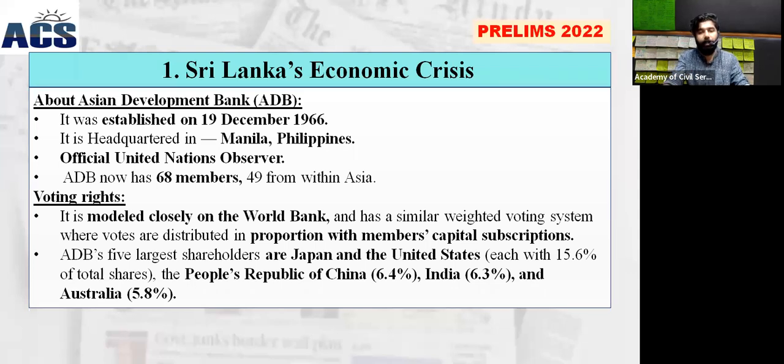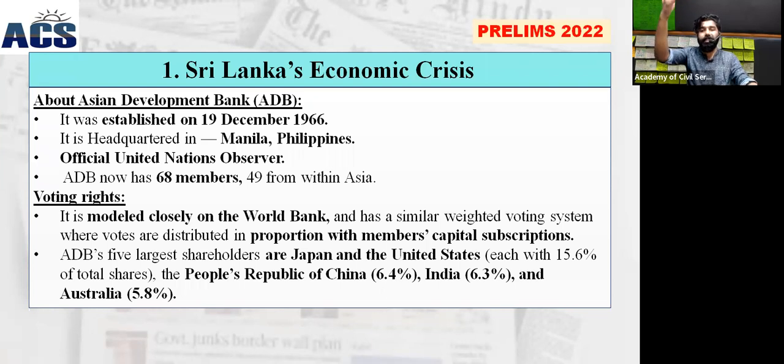They have to pay back the amount. And 49 members are from within Asia. That means even though the name suggests Asian Development Bank, a country outside Asia can also be a member. In a statement, we can expect it will say only Asian countries can be members of the Asian Development Bank. If such a statement comes, we should understand that it is wrong. We know there are a total of 68 members, below 100, and only 49 are from Asia and the remaining are outside Asia, including the US, which is also part of the Asian Development Bank.